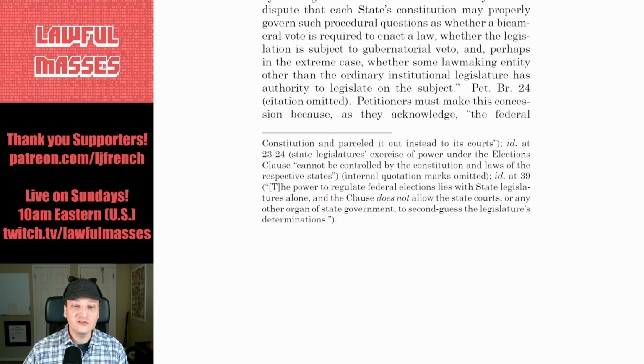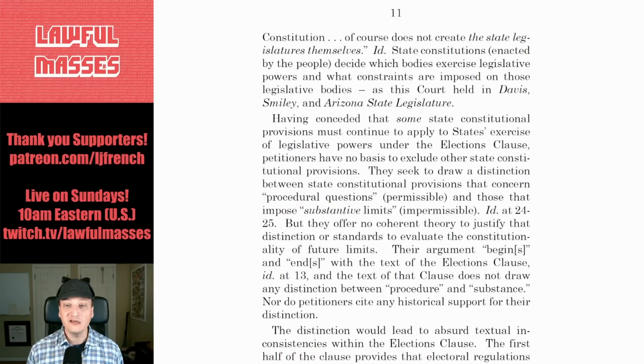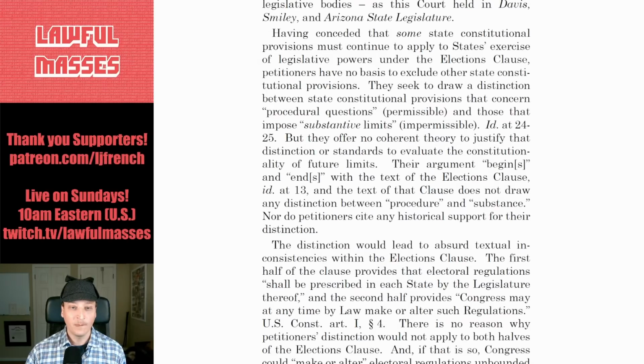Petitioners must make this concession because, as they acknowledge, quote, "the federal constitution, of course, does not create the state legislatures themselves. State constitutions enacted by the people decide which bodies exercise legislative powers and what constraints are imposed on those legislative bodies," as this court held in Davis, Smiley, and Arizona State Legislature. Having conceded that some state constitutional provisions must continue to apply to states' exercise of legislative powers under the Elections Clause, petitioners have no basis to exclude other state constitutional provisions.